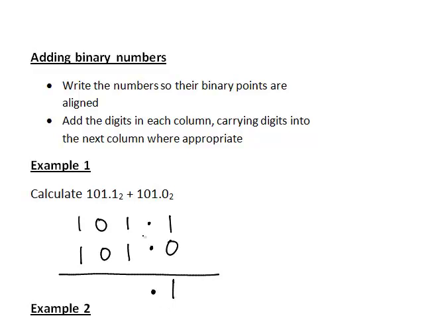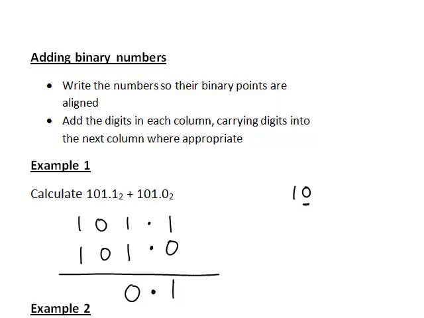We then have the binary point, 1 plus 1 equals 2. But 2 is not a binary digit. The only binary digits are 0 and 1. So how do we write 2 as a binary number? In fact, as a binary number, 2 is written 1, 0, as it is 0 times 2 to the 0 plus 1 times 2 to the 1. And because that is a two-digit number, it means we put the rightmost digit of that, 0, under the column we're adding, but we need to carry the 1 into the next column.